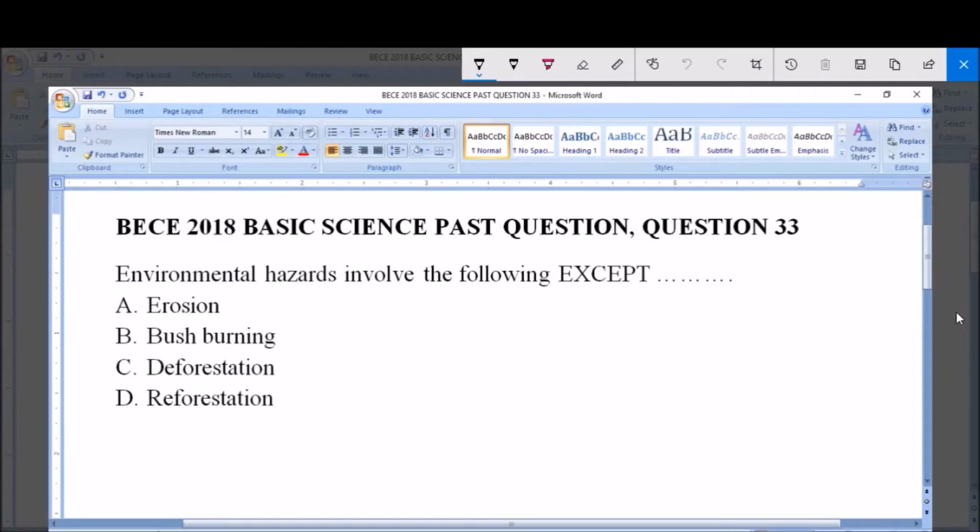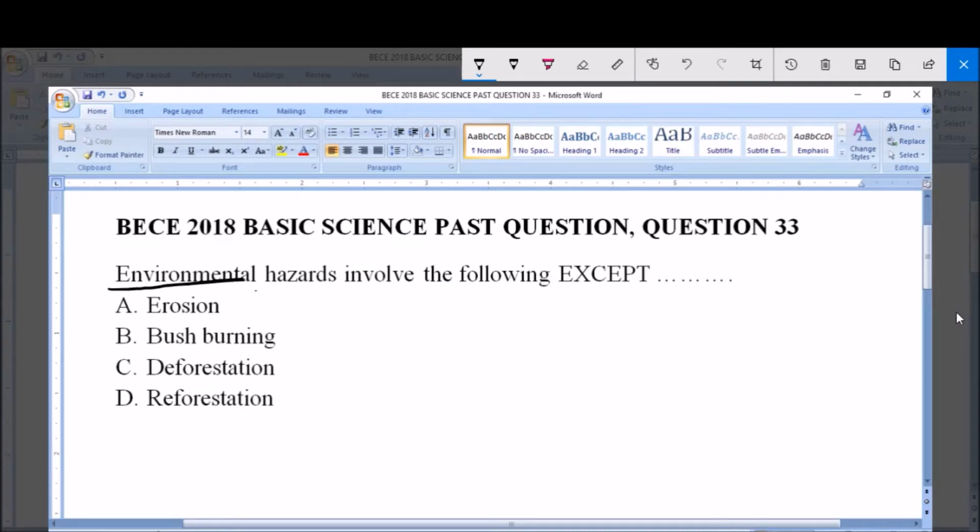Today we're going to be looking at BECE 2018 Basic Science Past Question, Question 33. Environmental hazards involve the following except: A. Erosion, B. Bush burning, C. Deforestation, and D. Reforestation. So we have to pick an option which is not part of environmental hazards.